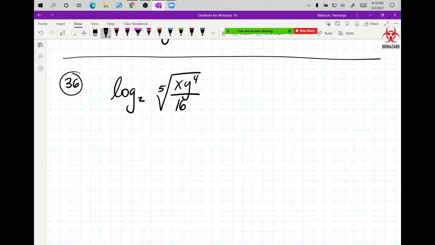We're expanding this one, right? Yes, it's a single log, so expand. If you have multiple logs, then you want to condense them.